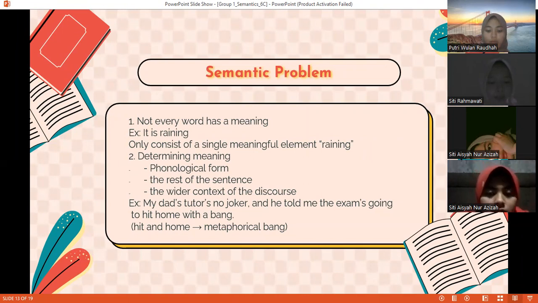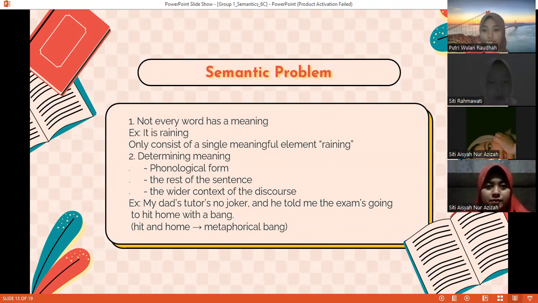Identify the meaning of a word depends not just on its phonological form, but on two other things: the rest of the sentence and the wider context of the discourse. The resolution of meaning depends on a dynamic interplay of these three elements.